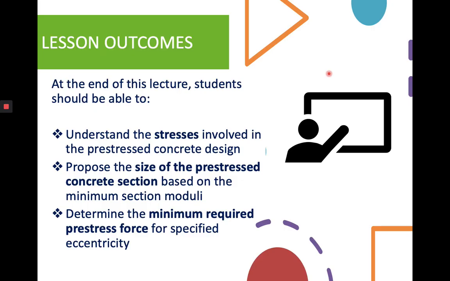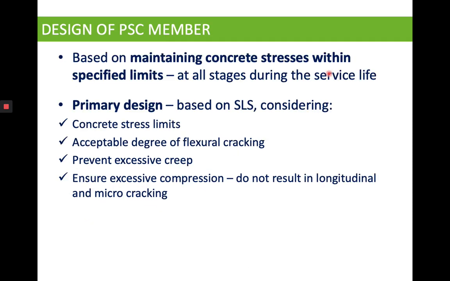These are the lesson outcomes that we will be covering for this week's lecture. The first one is that at the end of this lecture, you should be able to understand the stresses involved in the pre-stressed concrete design. The second one is to propose the size of the pre-stressed concrete section based on the minimum section moduli. The third one is to determine the minimum required pre-stress force for the specified eccentricity. These are the three lesson outcomes that we are going to cover.